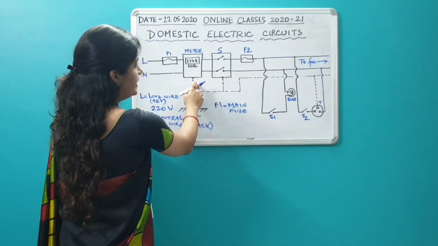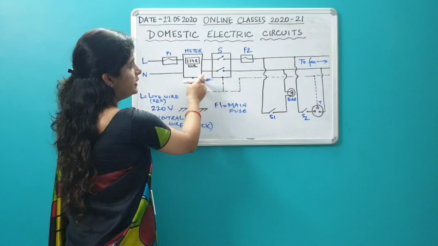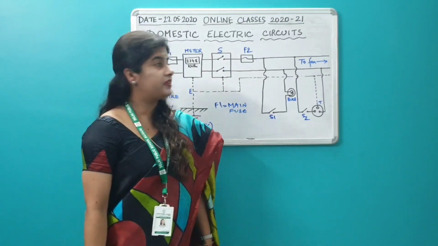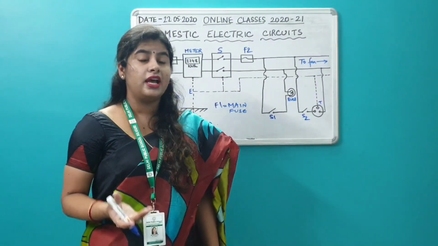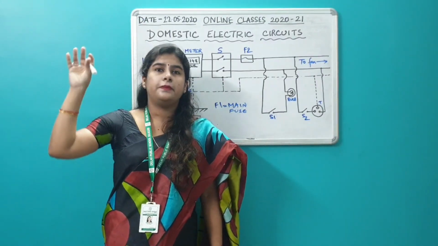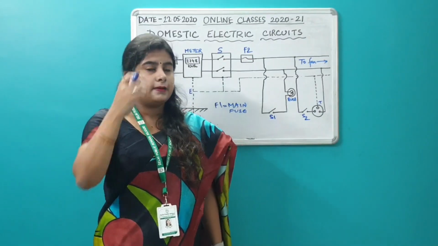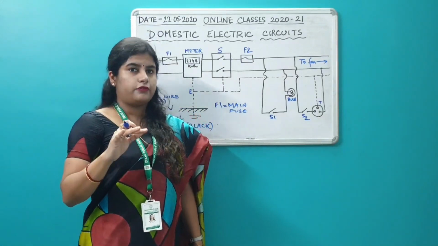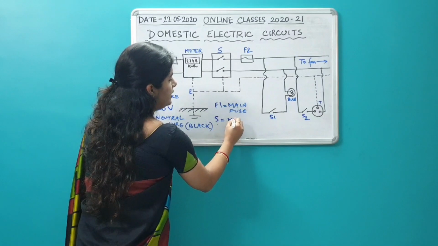After entering the main meter, these wires, now with insulation, enter the main switch of the house. All of you have seen the main switch of the house. If you have to do any kind of repairing work, we switch off the main switch, isn't it? To cut off the supply of current from the live wire. So S stands for the main switch.